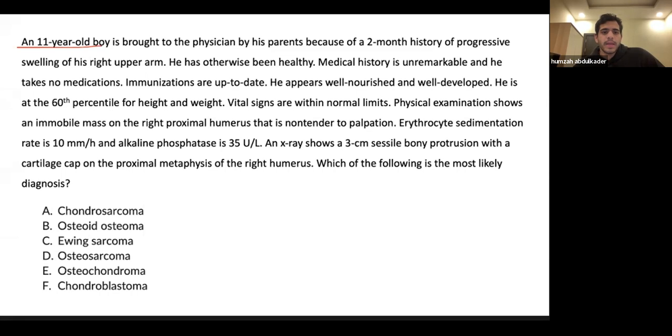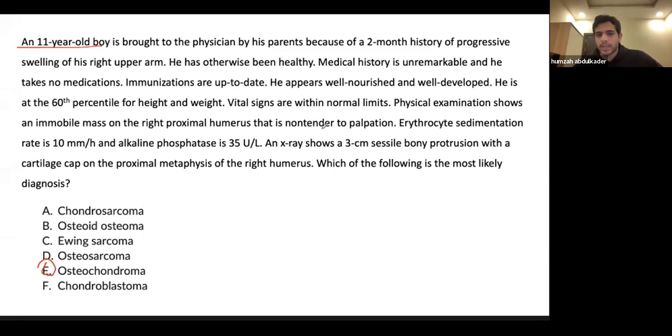ESR is 10, ALP is 35, and X-ray shows a 3 centimeter sessile bony protrusion with a cartilage cap on the proximal metaphysis of the right humerus. Which of the following is the most likely diagnosis? Yes, the answer here is E, osteochondroma.